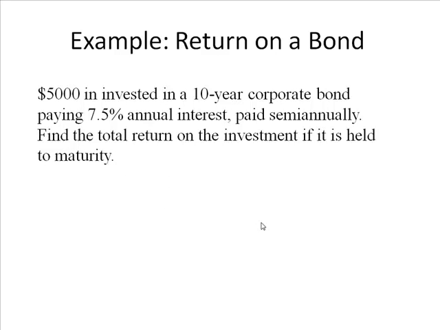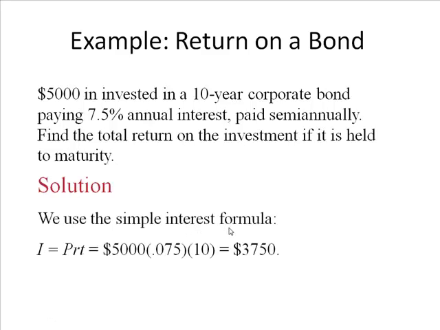$5,000 is invested in a 10-year corporate bond which pays 7.5% annual interest paid semi-annually. Find the total return on the investment if it is held to maturity. We use simple interest in this case. $5,000 times 0.075 times 10 gives us $3,750.